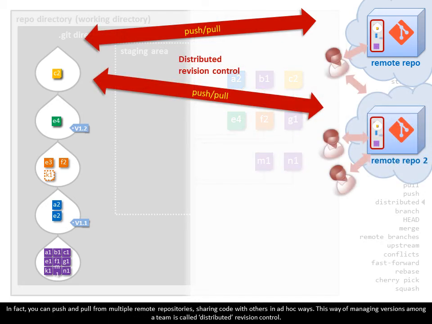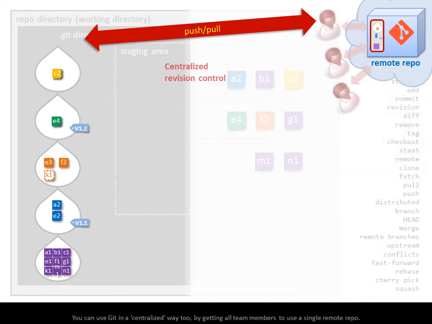In fact, you can push and pull from multiple remote repositories, sharing code with others in ad hoc ways. This way of managing versions among a team is called distributed revision control. You can use Git in a centralized way too, by getting all team members to use a single remote repo.